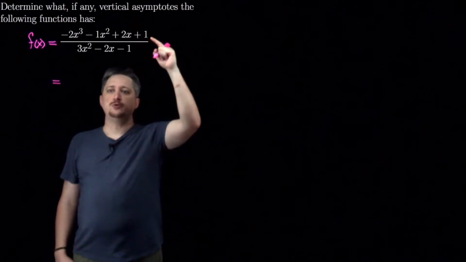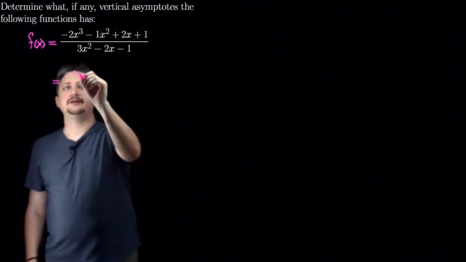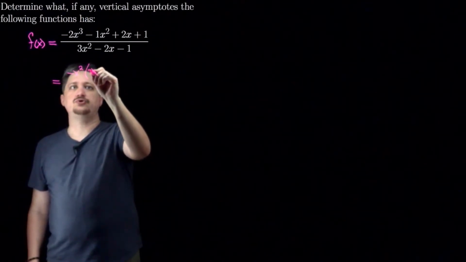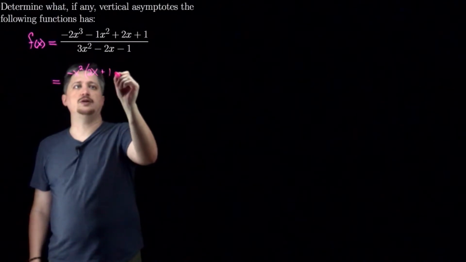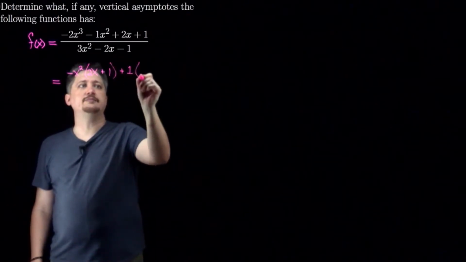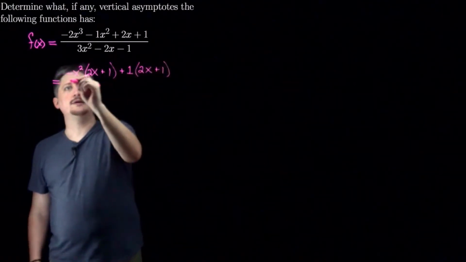The top I can do by factoring by grouping. So I'm going to write this as negative x squared, which will get me 2x plus 1, I guess, with how I just wrote that, plus, and I'm not going to factor anything else, so I'm just going to write a 1 there to make it clear what's happening.